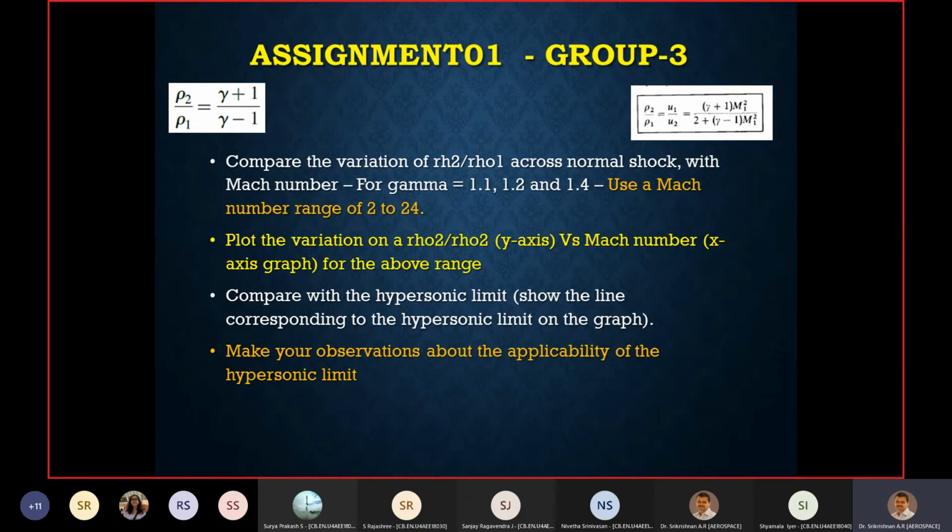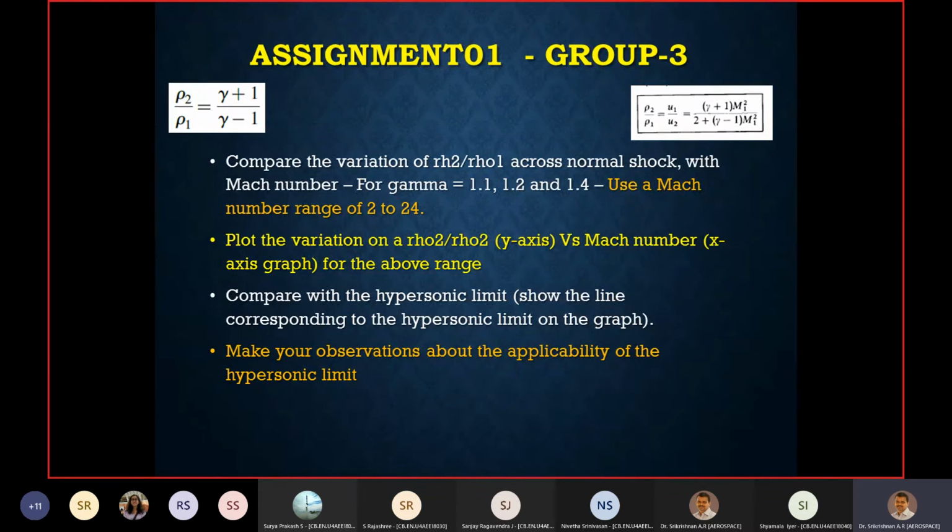Group 3. There are two relations. Again, a similar one. You have rho 2 by rho 1, which we have defined for oblique shocks, and we did it for the hypersonic limit. We saw that it becomes gamma plus 1 by gamma minus 1. It's independent of Mach number.